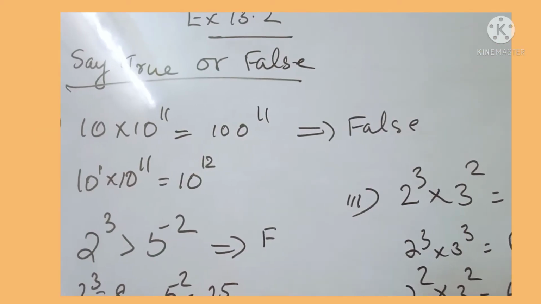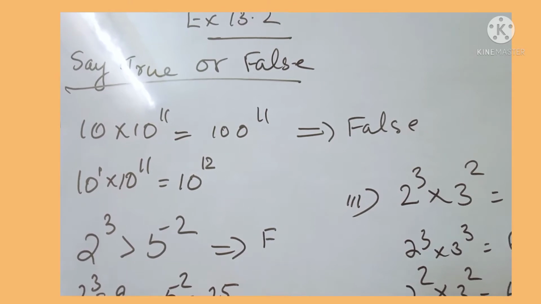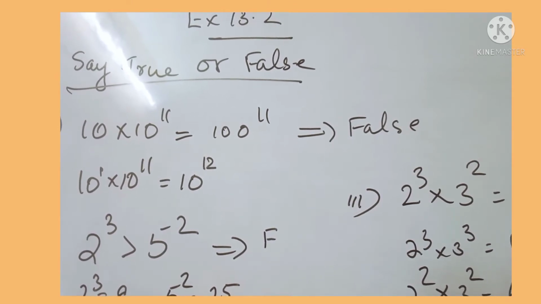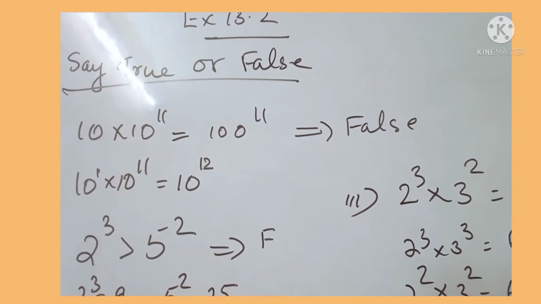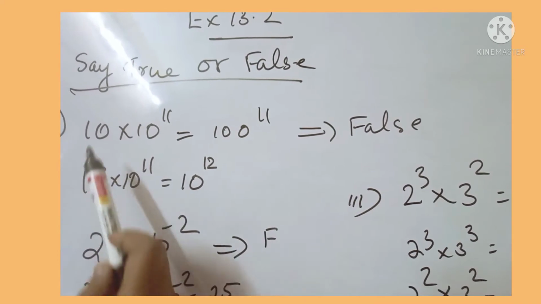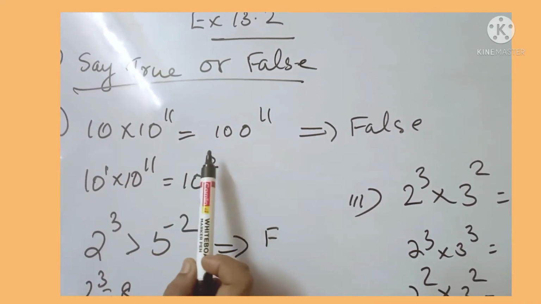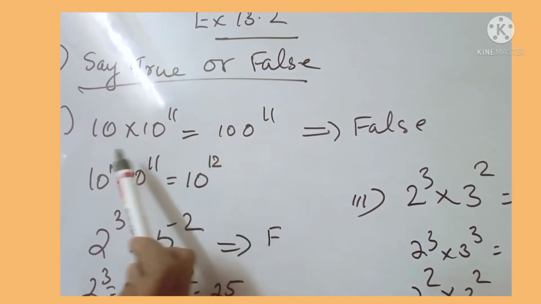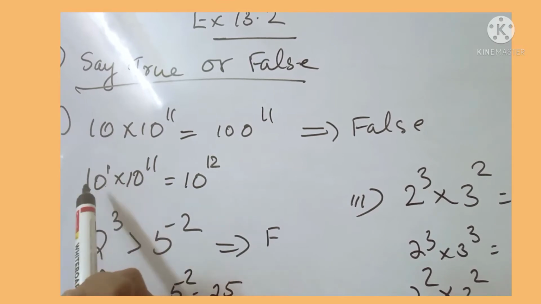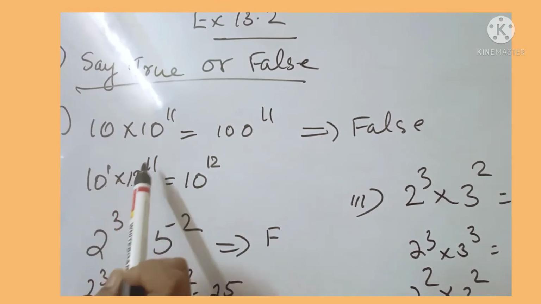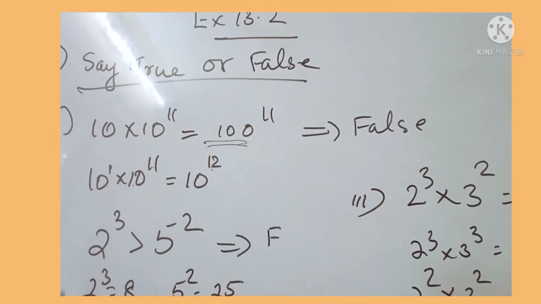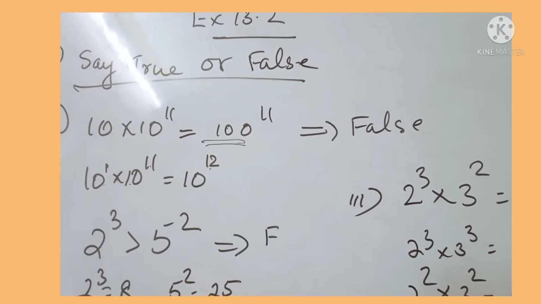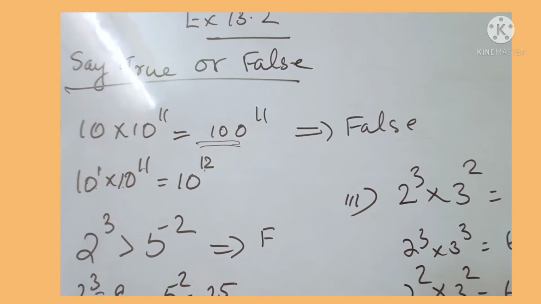Children, let us continue the exercise 13.2. Here we want to write whether it is true or false and justify your answer. The first one is 10 raised to 11 into 10 or 10 into 10 raised to 11. So we know that by the exponential law, 10 raised to 1 into 10 raised to 11 is 10 raised to 12. But what is given? It is 100 raised to 11. So the given statement is false.